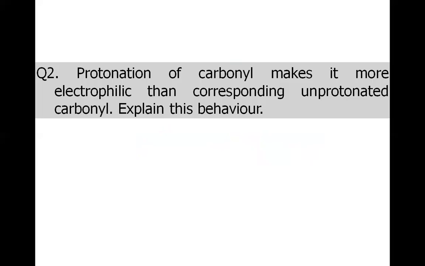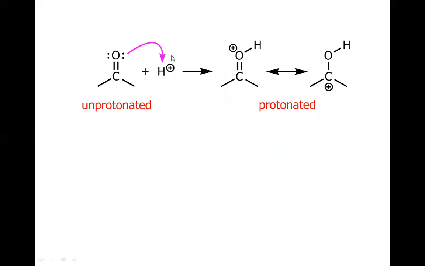Now let's discuss question number 2 that was given in this assignment. It says protonation of carbonyl makes it more electrophilic than the corresponding unprotonated carbonyl. Explain this behavior. Well, before answering this question, let's consider how the protonation occurs and what we get after the carbonyl has been protonated. So this carbonyl, which is not protonated at all at this stage, is called the unprotonated. Once it is protonated, it becomes like this.